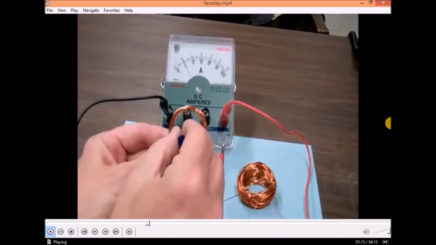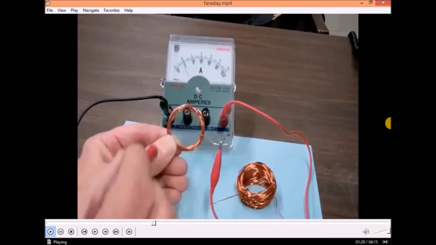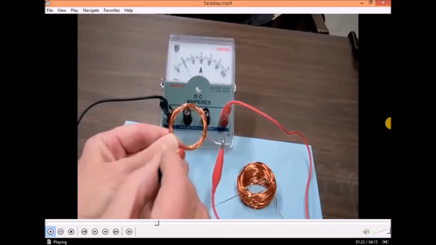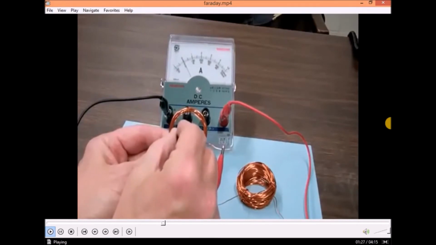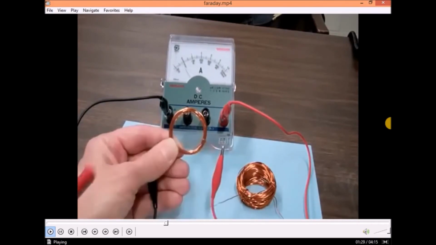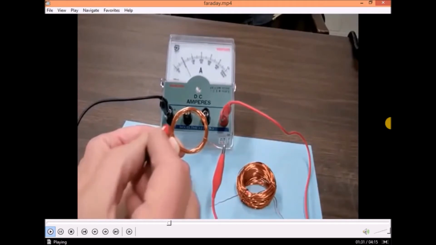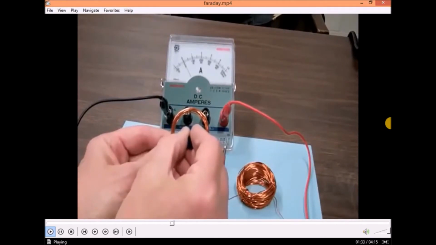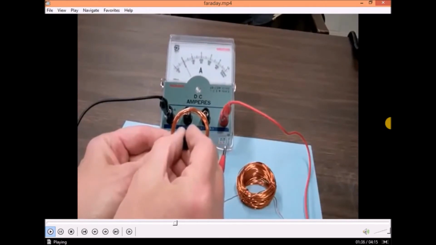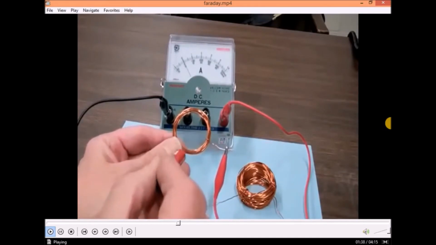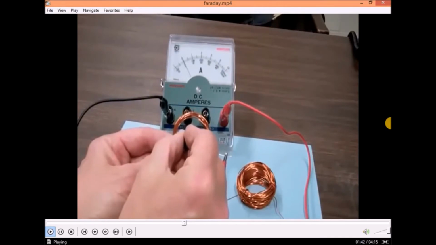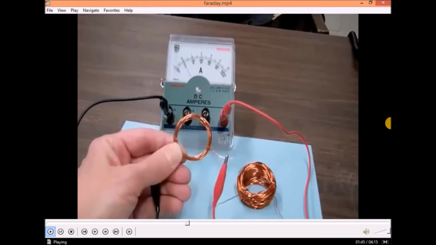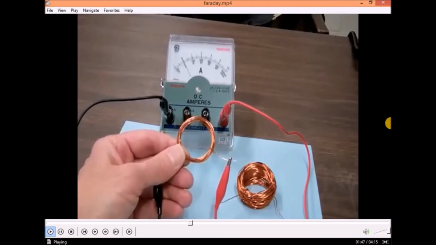In fact, if I go very slowly, you see just a little bit of a deflection. And if I go quickly, you see a greater amount of deflection. Also, as the magnet is going in, the needle deflects to the right, and as I pull the magnet out, it deflects to the left. But when the magnet isn't moving, there's no deflection, indicating no current flowing. Okay, so when the magnetic field is changing going into the coil, there's a positive current flowing. When it's changing coming out of the coil, there's a negative current flowing.